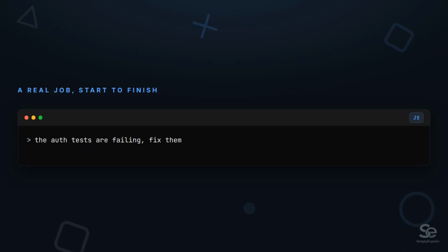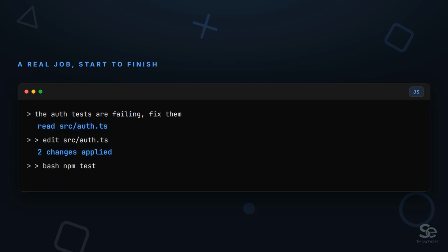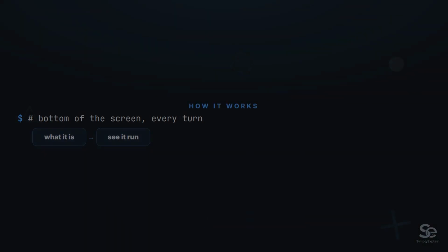You describe the job in plain words. It reads the file, edits it in place, runs your tests, and tells you what happened. Nothing left your machine except the model call. It tells you what it is spending while it spends it. Tokens, cache hits, running cost, context used, and which model is answering.